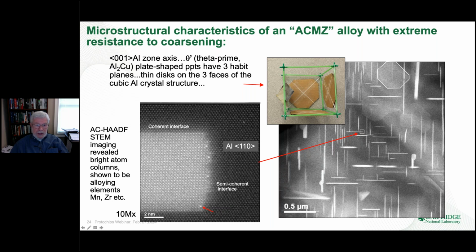And so this is looking at the 110 aluminum zone axis, and you can see the edge of the theta prime precipitate. It developed with these extra alloying elements, the location of some of the heavy metals on the semi-coherent interface that we've proven tended to keep these precipitates from coarsening at elevated temperatures.